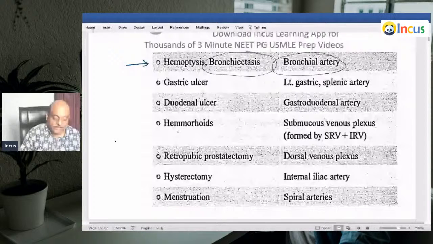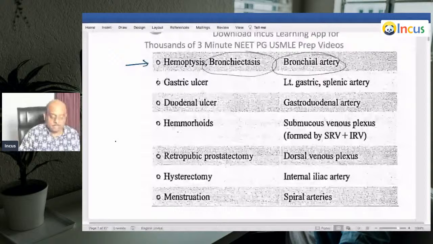Whenever retropubic prostatectomy is done, it is the dorsal venous plexus which undergoes the bleeding. Then the submucous venous plexus is responsible for the hemorrhoidal bleeding. The superior rectal vein and inferior rectal vein together form the submucous venous plexus, which is the source of the bleeding of the hemorrhoids, is what you need to basically remember.